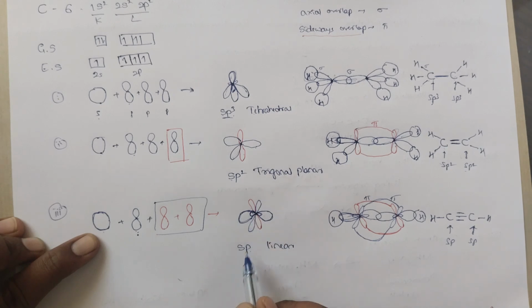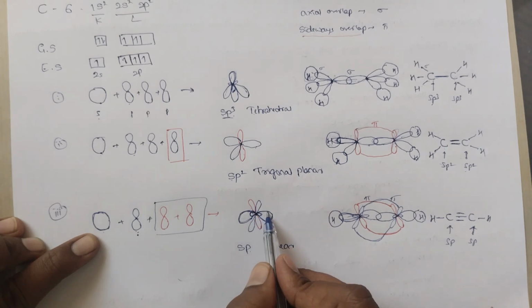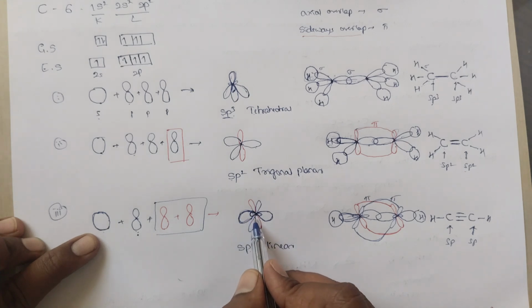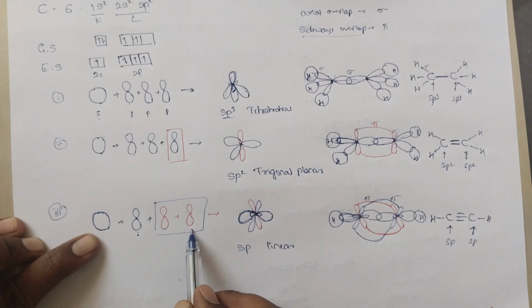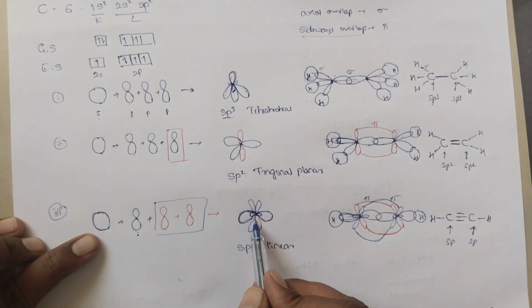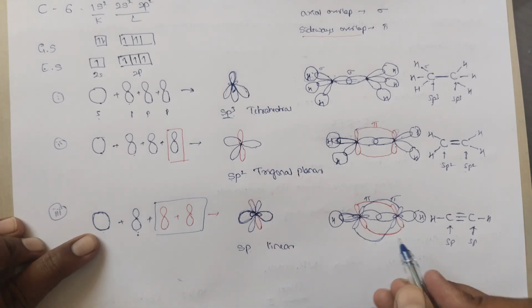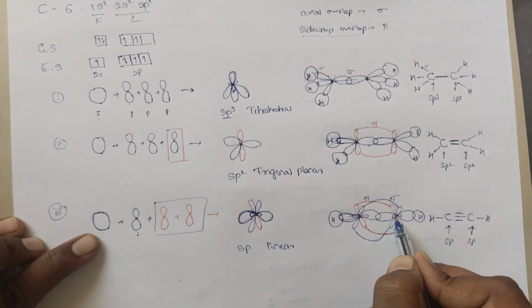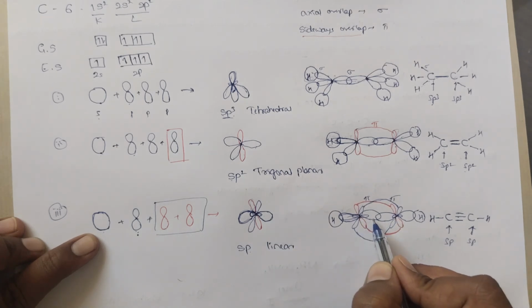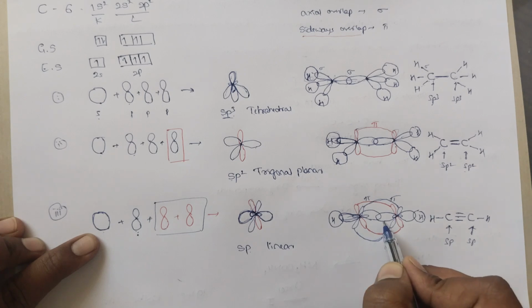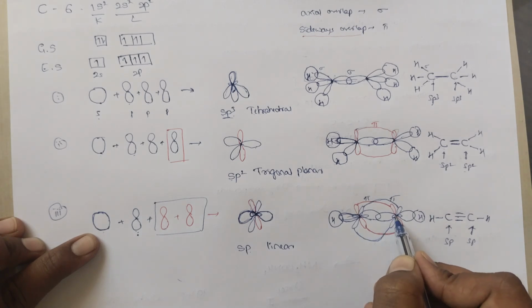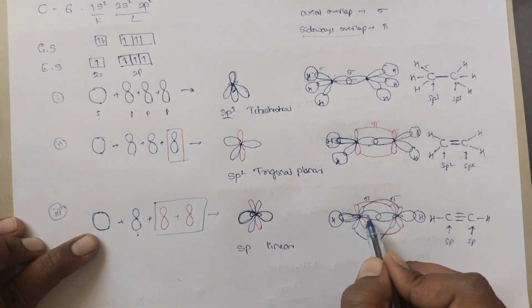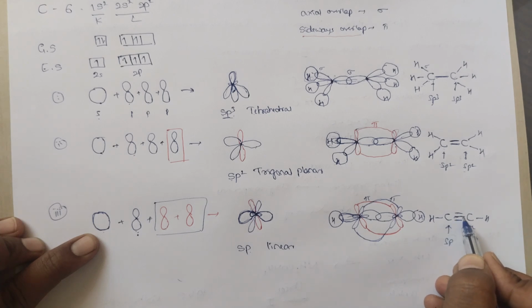So this carbon is called sp hybridized carbon. The orbitals are called sp. This is one sp and the other sp. Two p orbitals remain unhybridized: this is one unhybridized p orbital, this is another unhybridized p orbital. Similarly, this is also an sp hybridized carbon, this is also an sp hybridized carbon. This sp hybridized orbital overlaps axially with the other sp hybridized orbital. So there is a formation of sigma bond in this carbon.